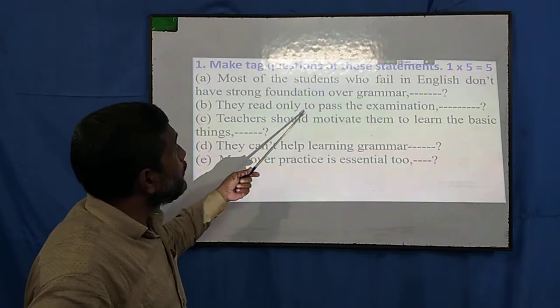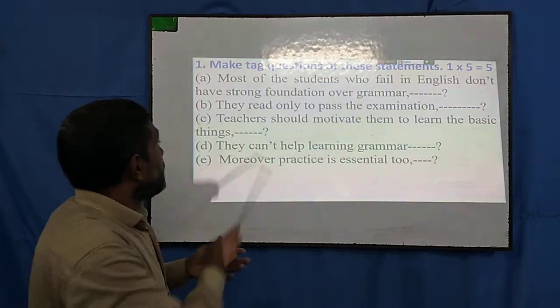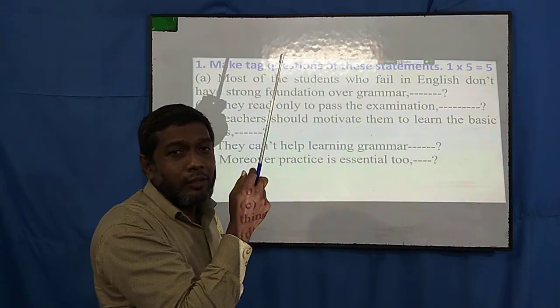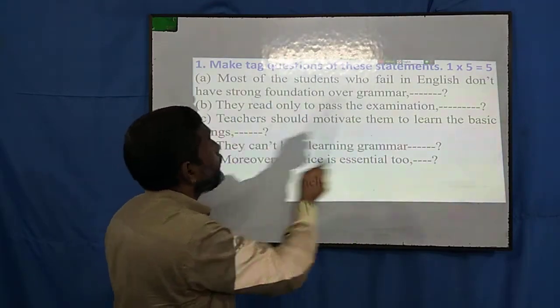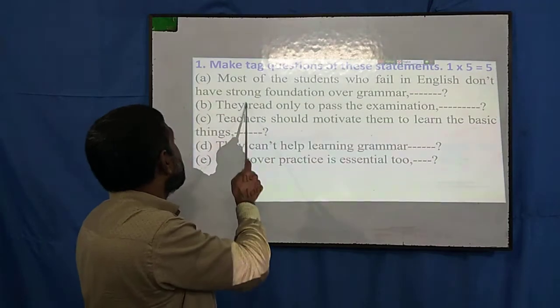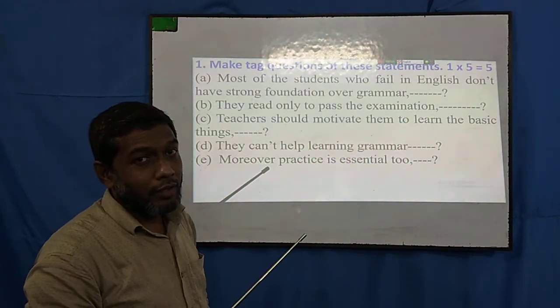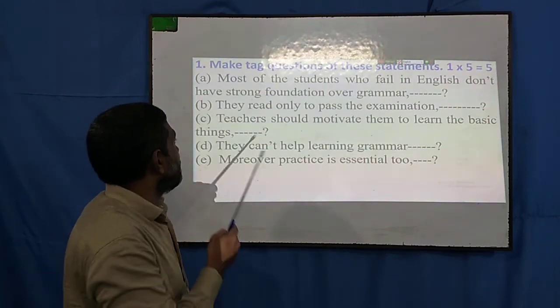They read only to pass the examination. So there is no auxiliary verb, I will take do, does or did. This is in affirmative, so I have to write negative, and this is "they", so I will write "don't they". Perhaps you are understanding everything very easily.